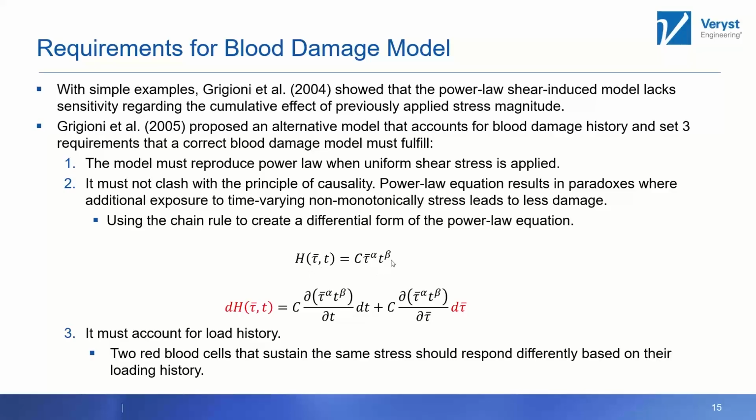So let me refresh your memory. In the power law model, H is the amount of hemoglobin that is released, tau is the stress, and t is time. If you apply the chain rule, then dH would be a function of d tau. And if the stress is changing in time, and if d tau is negative, meaning that the stress decreases, the power law formulation predicts that dH, the amount of released hemoglobin, will decrease, which is not physical. Released hemoglobin cannot come back to the red blood cell. So this is the second requirement.